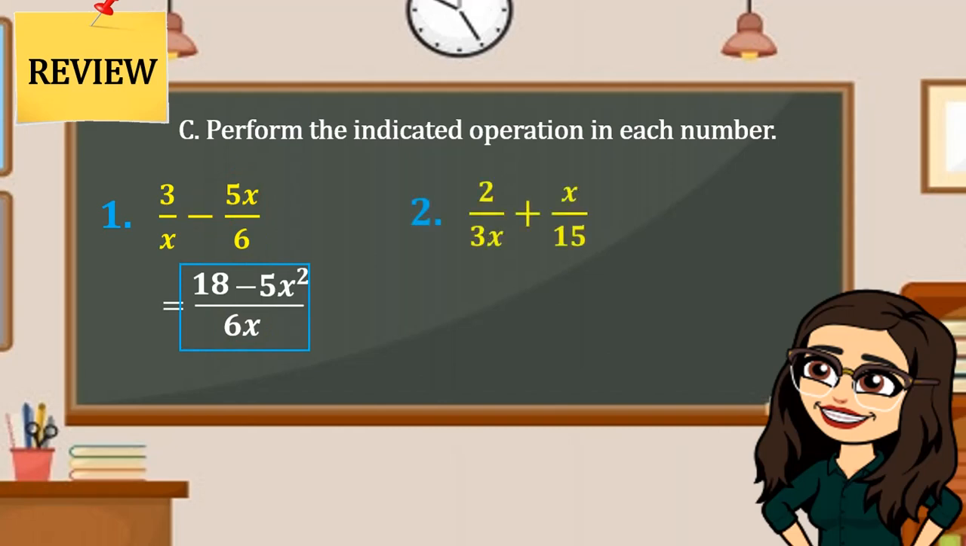Next, for number 2, 2 over 3x plus x over 15. Same step, determine first the LCD of 3x and 15. The LCD is 15x. 15x divided by 3x is 5, times 2 is 10. Next, 15x divided by 15 is x, times x is x squared. And this is now the answer for number 2, 10 plus x squared over 15x.